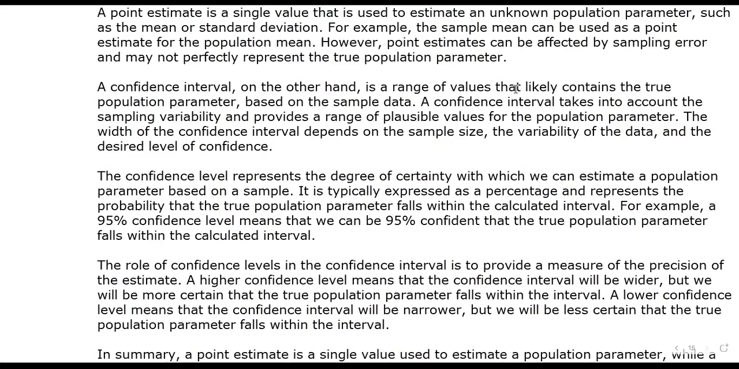Confidence interval, on the other hand, is a range of values that are likely to contain the true population parameter based on the sample data. A confidence interval takes into account the sampling variability and therefore gives you a range of possible values within which a parameter is possible. And the width of the confidence interval depends on the sample size. So you need to understand that the variability of data and the confidence interval move together.